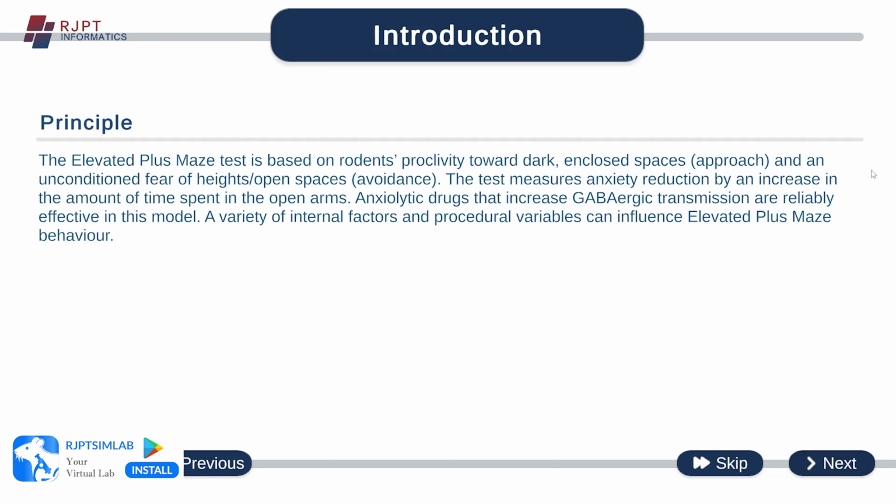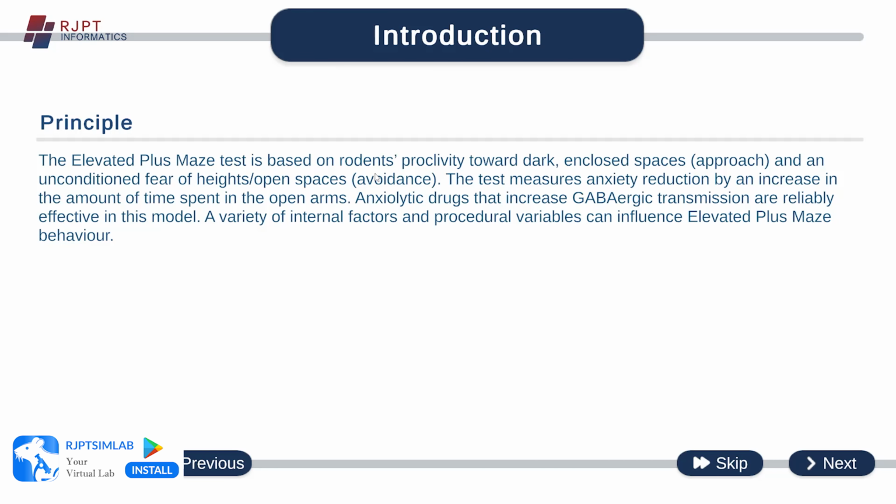Now, let us see the principle part. The principle of this experiment says the elevated plus maze test is based on rodents' proclivity towards dark and closed spaces and an unconditioned fear of heights, open spaces, and avoidance. So basically, this elevated plus maze test is based on rodents' proclivity. Proclivity means a tendency to choose or do something regularly.